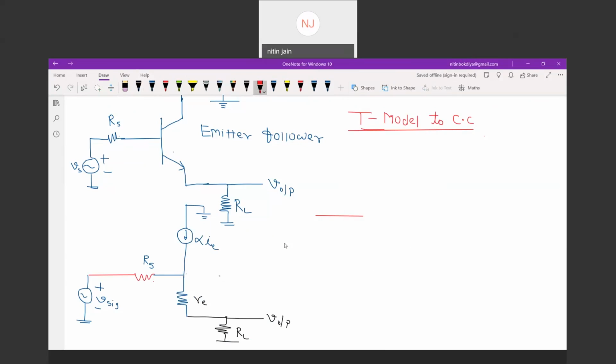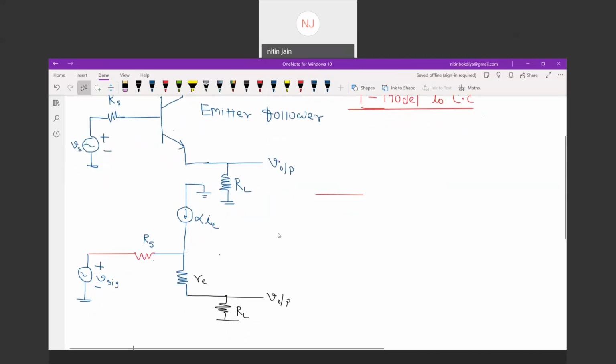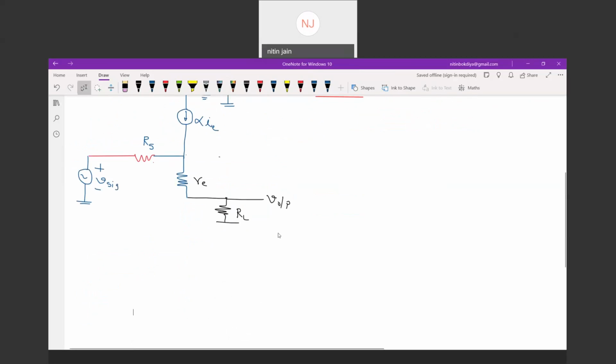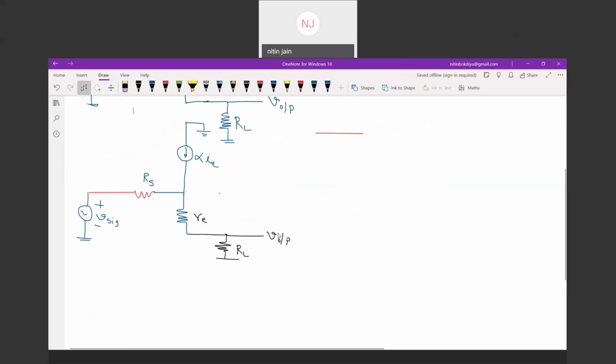So let's see what the values of resistances are and what the voltage gain of this amplifier is, and everything for common collector. What is the input resistance of this? So first is input resistance. So the first point in this calculation is input resistance. Let's calculate the input resistance.